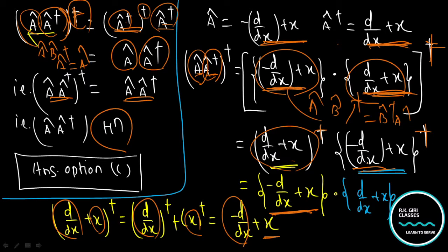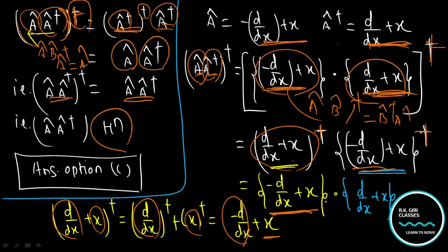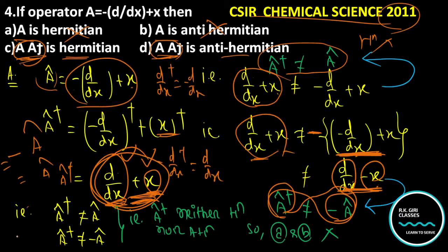And similarly minus d by dx plus x, the individual part will be like this, right? Minus d by dx plus x. This is minus d by dx dagger and x dagger. The result is d by dx plus x. Clear this part? That means you will get d by dx plus x. What was initially your value? Minus d by dx plus x, and its dagger is equal to minus d by dx plus x multiplied with d by dx plus x. That means your A cap dagger is equal to A cap. That is a Hermitian operator. Do you like to choose this method or this method? Obviously this method. So the answer is C. A cap dagger is Hermitian.